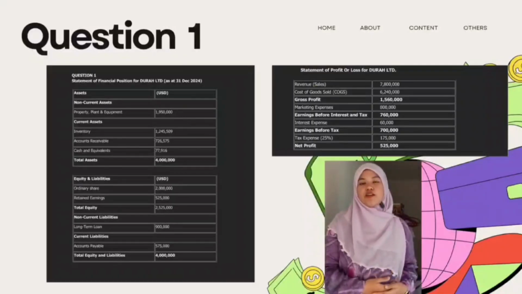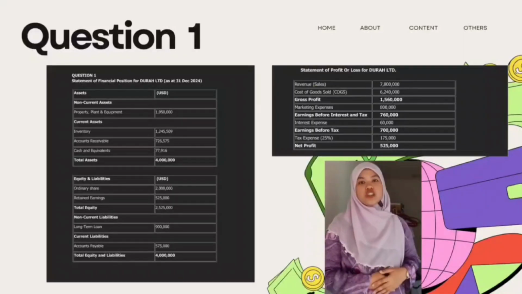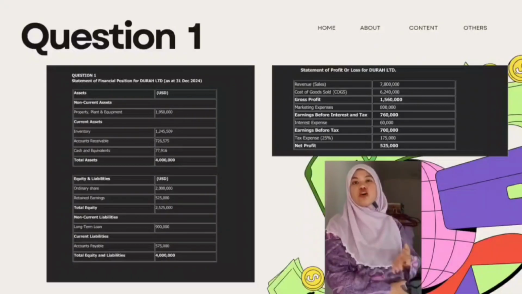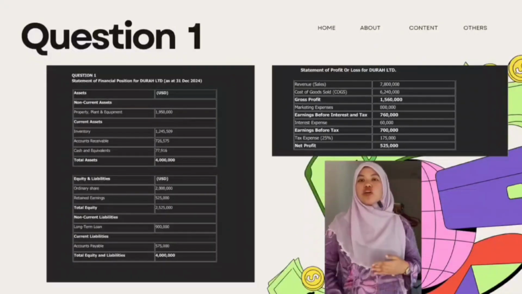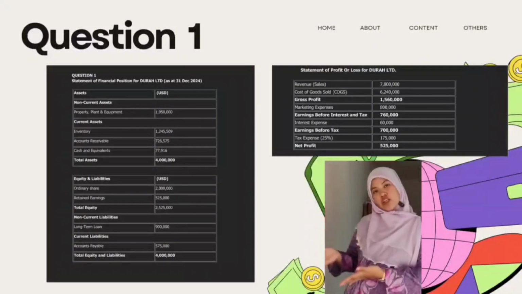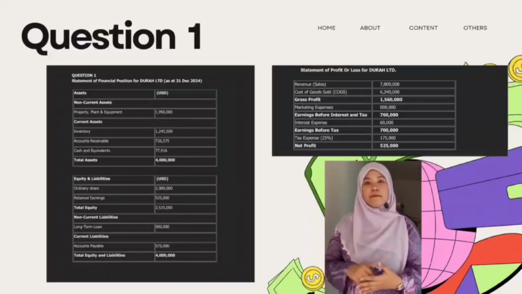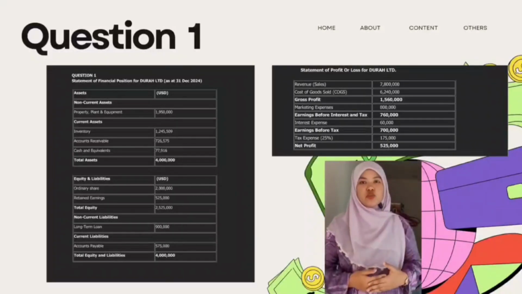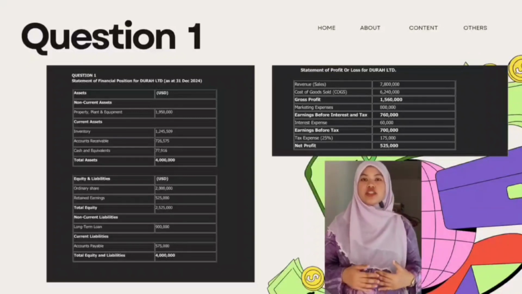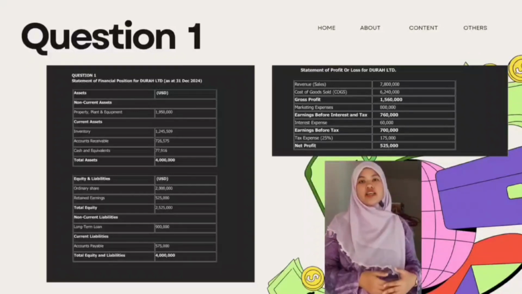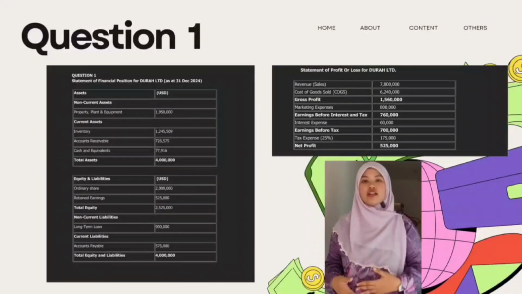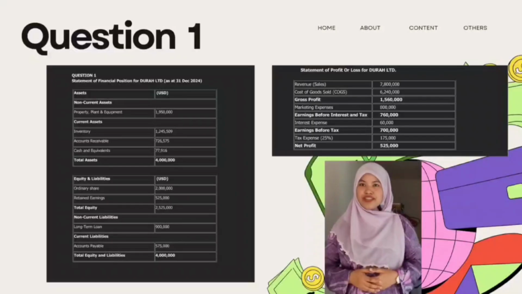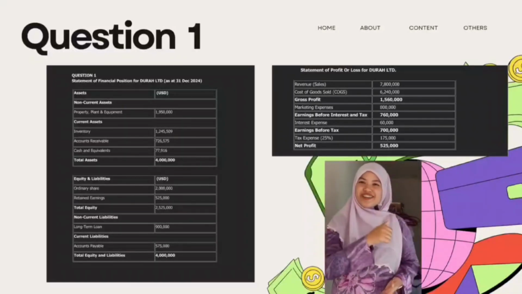In question 1, we are given the financial position and statement of profit and loss for Dura Ltd. We are required to calculate the company's liquidity ratios based on the statements above. In number 2, if the industry average current ratio is 4.3 times and the quick ratio is 0.97 times, we need to evaluate Dura Ltd's overall liquidity performance. So, let's go.